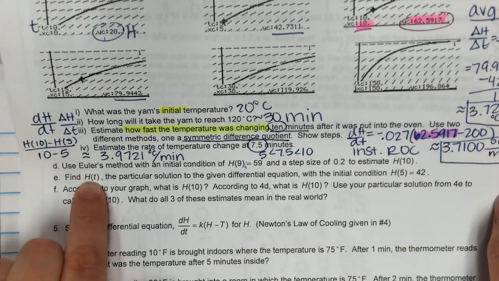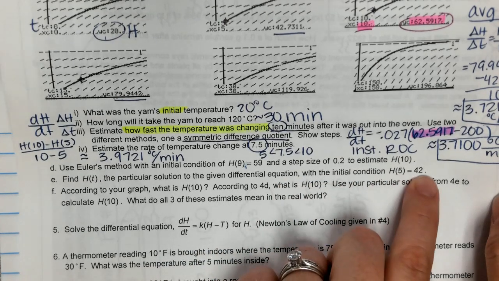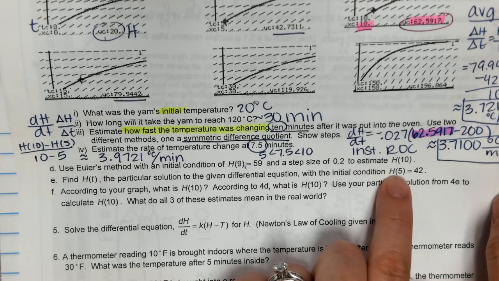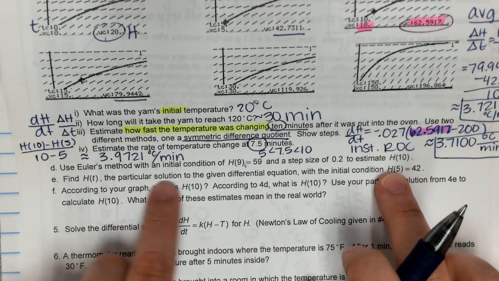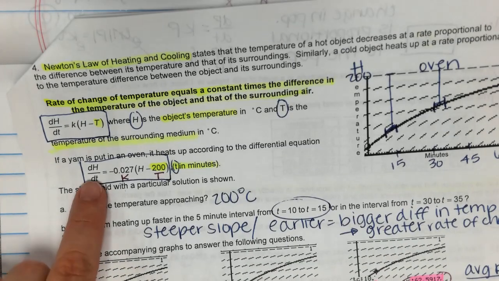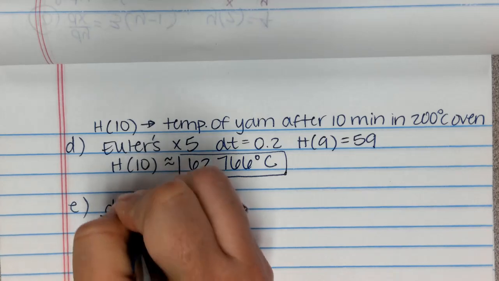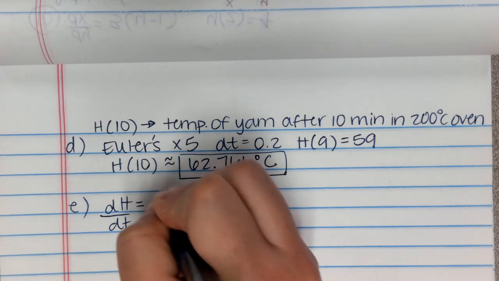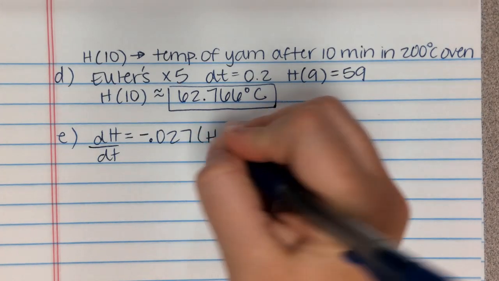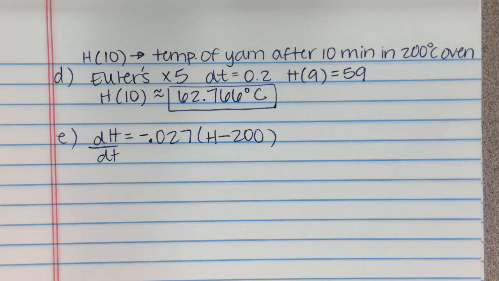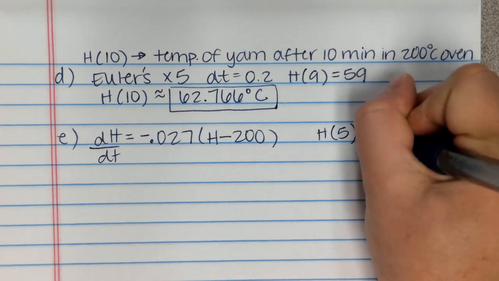For part E, find H of t, the particular solution to the given differential equation with the initial condition H of 5 equals 42. So it's telling us the temperature of the yam after 5 minutes in the oven is 42 degrees Celsius. We're going to use that to find a particular solution. All right, so everybody write this down. We're going to solve that equation. Here we go, dH dt. You will have to do this on your test. dH dt equals negative 0.027 times H minus 200. We're also told that H of 5 equals 42.